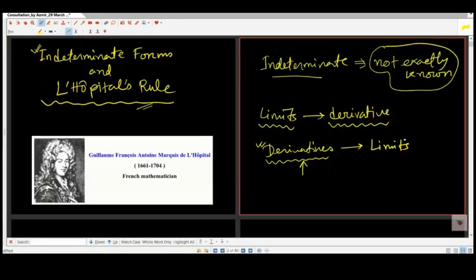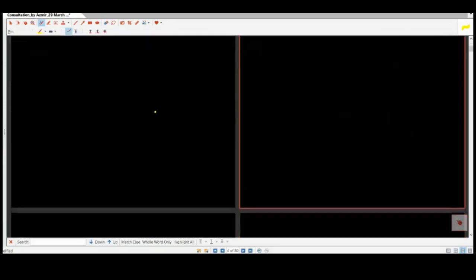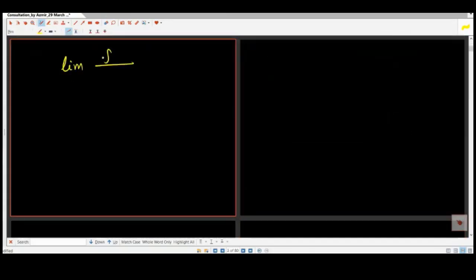Since we are going to evaluate limits of any function using L'Hopital's rule, let's recall a limit of the form limit of f of x over g of x when x approaches a. Suppose we have this limit. Let's say the limit of f of x is 0 and the limit of g of x is also 0. So that means f of x over g of x is 0 over 0.